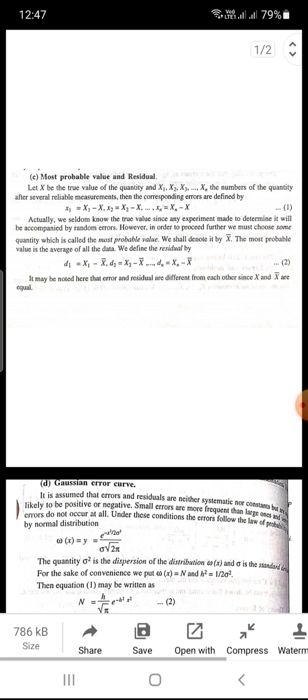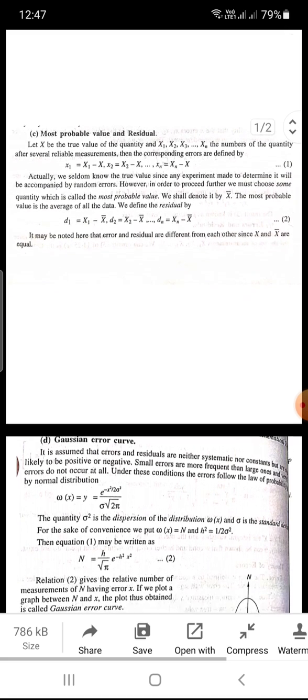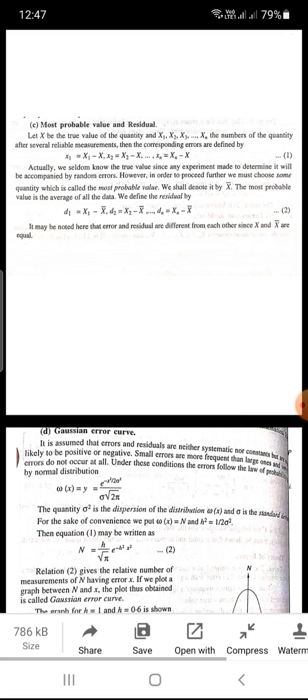Today we will be discussing most probable values and residual. Now suppose let x be the true value of the quantity, and x1, x2, x3 up till xn the numbers of the quantity in several reliable measurements. Then the corresponding errors are defined by small x1 is equal to x1 minus x, small x2 is equal to x2 minus x, and so on up till small xn is equal to xn minus x.